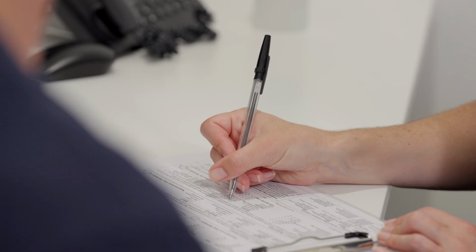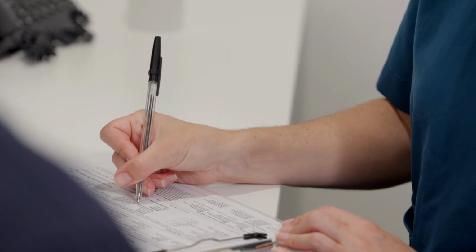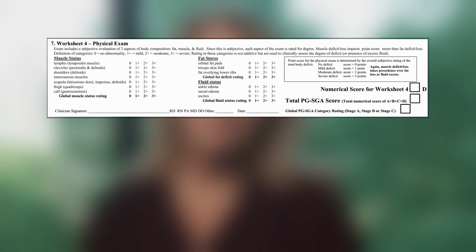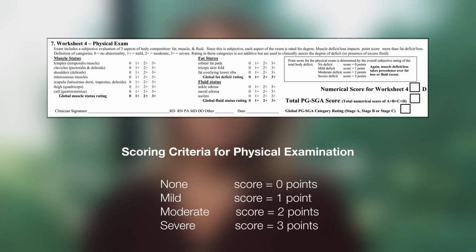Following assessment of each site, determine the global rating for muscle, fat and fluid status based on the majority response. The physical examination score reflects the overall subjective rating for total body deficit based on your clinical judgment of muscle status, fat stores and fluid status. Remember that muscle deficit takes precedence over fat loss or fluid excess. For none, score 0 points, mild 1 point, moderate 2 points and severe 3 points. Remember, the maximum score for the physical exam is 3 points, so you're unlikely to be off by more than 1 point.